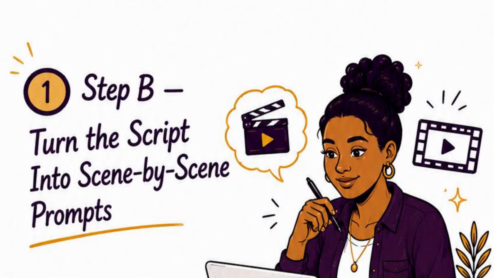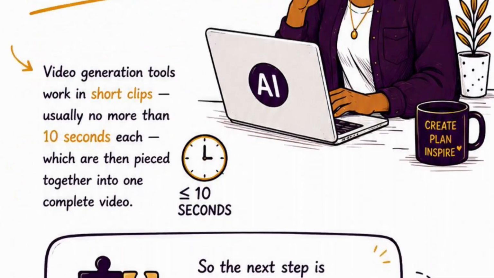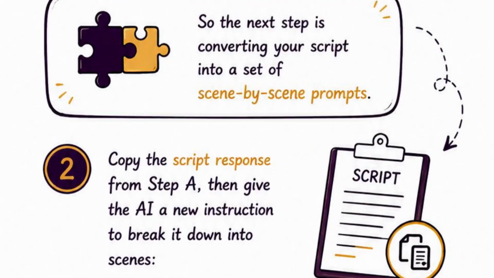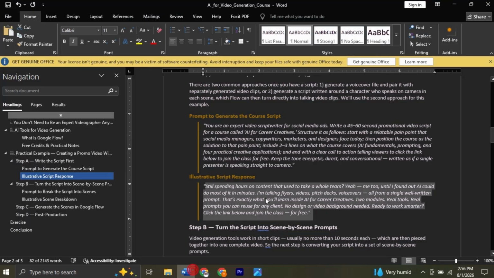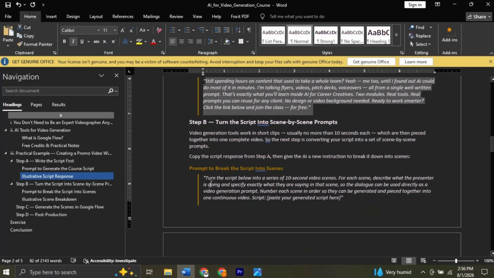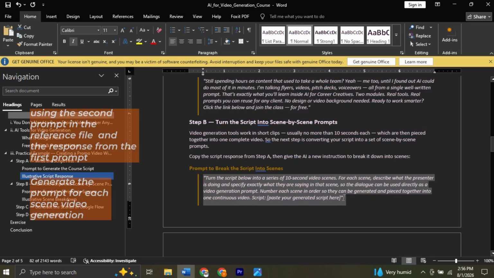Step 2. Turn the script into scene-by-scene prompts. Video generation tools work in short clips, usually no more than 10 seconds each, which are then pieced together into one complete video. So the next step is converting your script into a set of scene-by-scene prompts. Copy the script response from step A, then give the AI a new instruction to break it down into scenes.